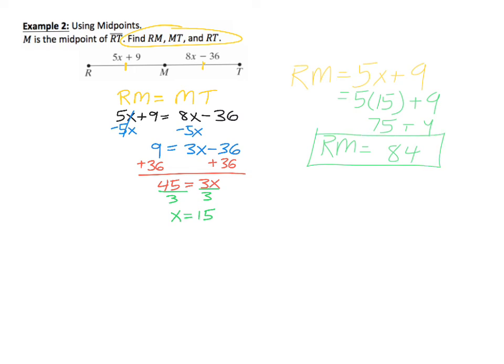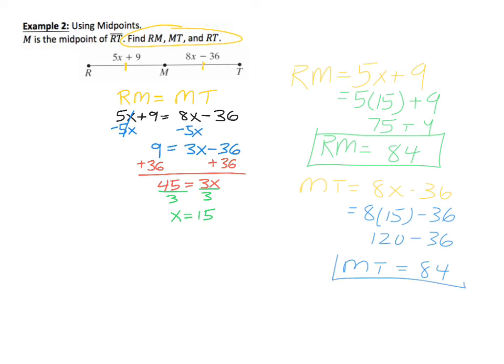In the diagram, MT, you can see how it is equal to 8x minus 36. Again, we're going to sub in our values here. So do 8 times 15 minus 36. That's 120 minus 36, which is once again 84. So MT is also 84. Notice how those two are equal to each other. They're both 84. That's because if it's a midpoint, they should be equal to each other. So it's a good sign that we got 84 for both of them.